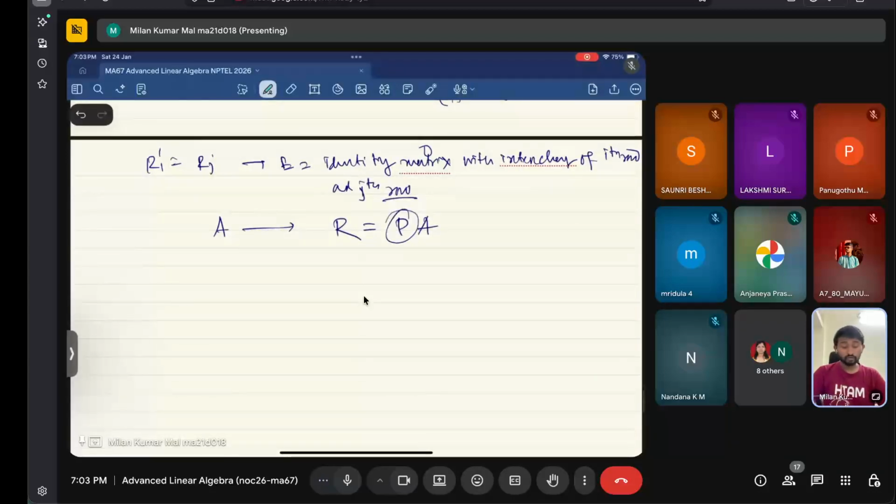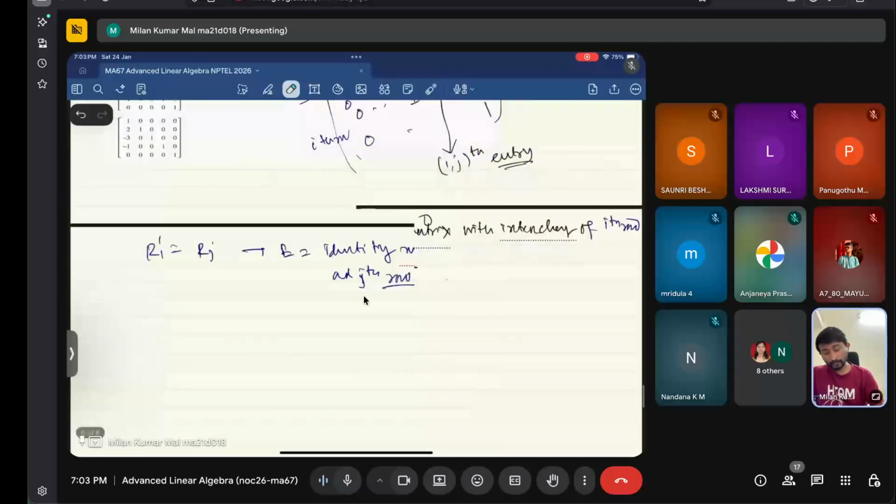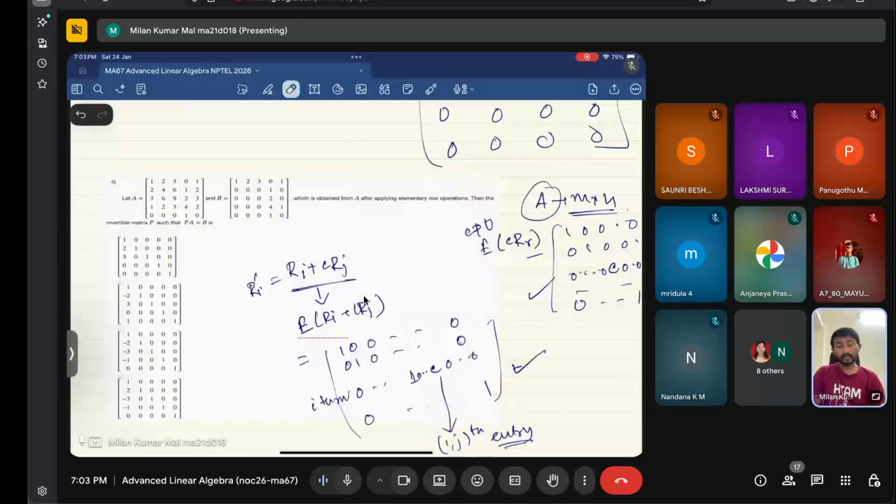Now one can ask, what is that P? Suppose you are given A and R and asked what P is. In that case, you start the elementary row operations. Suppose in this problem you are given the matrix A, and you have to do some row reduction on A so that you get B, and when you get B, you stop at that point, because B is actually not row reduced form.